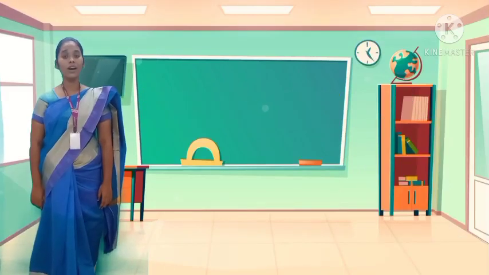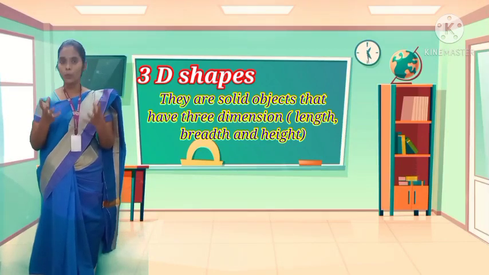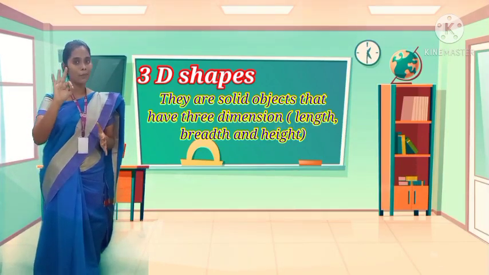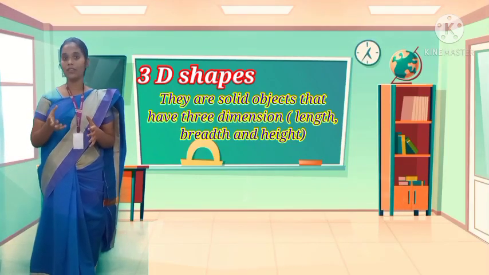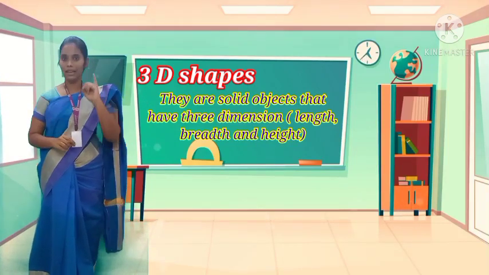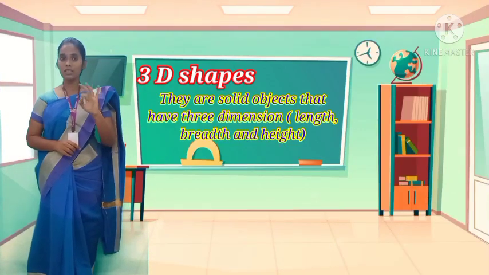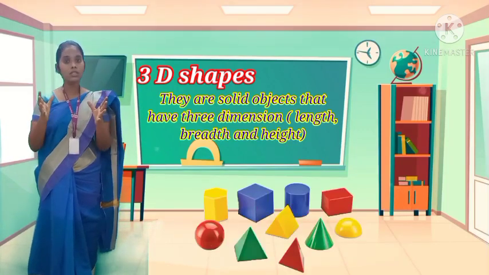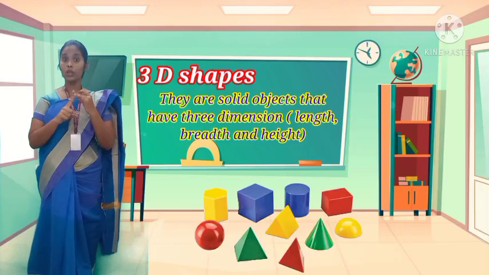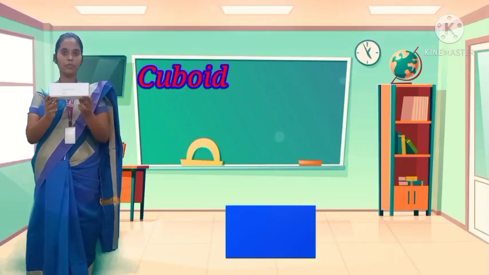Now we are going to learn about 3D shapes. 3D shapes are solid objects having 3 dimensions: length, breadth and height. There are various 3D shapes: cube, cuboid, sphere, cylinder, cone. First we are going to see about cuboid.